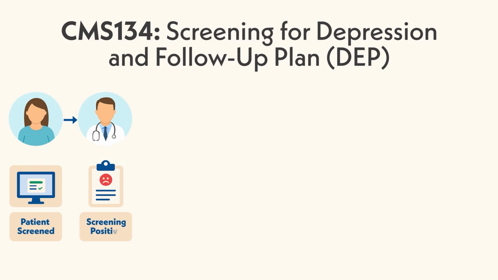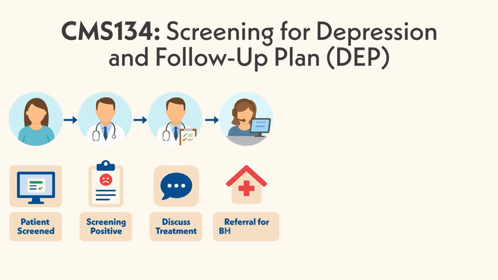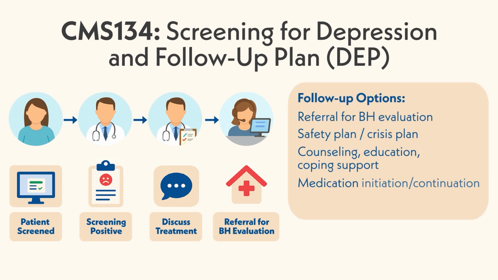Step 2 is follow-up for any positive screen. For 2026, there are 2 ways to satisfy numerator follow-up. Document a follow-up plan within 2 days or ensure there is evidence of an active antidepressant overlapping the encounter. What counts as a follow-up plan? Examples include referral to behavioral health, a safety or crisis plan, counseling or coping support, medication initiation, or scheduling a follow-up visit. The key is that the follow-up is documented and tied to a positive screen.